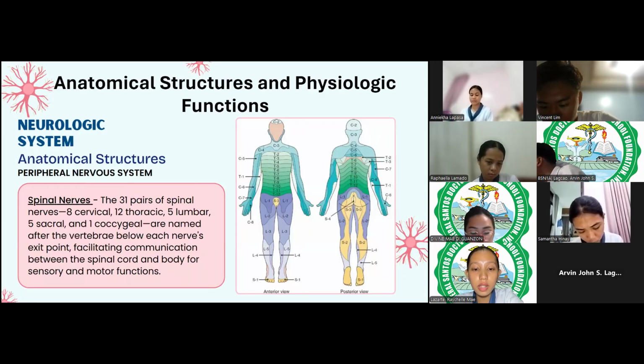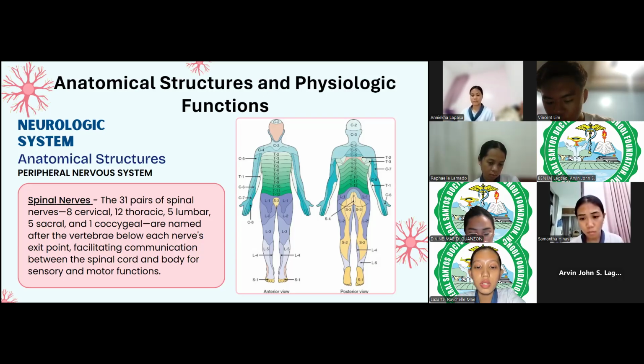Next are the spinal nerves, the 31 pairs of spinal nerves: 8 cervical, 12 thoracic, 5 lumbar, 5 sacral, and 1 coccygeal. They are named after the vertebrae below each nerve's axis point, facilitating communication between the spinal cord and the body for sensory and motor functions.